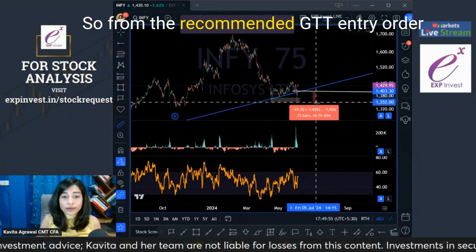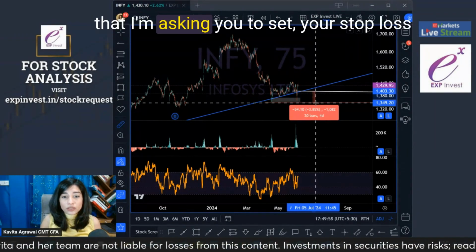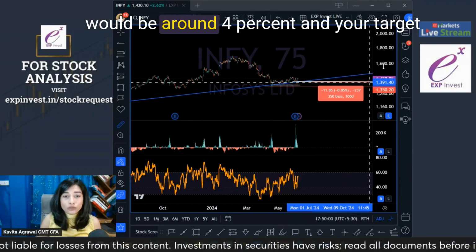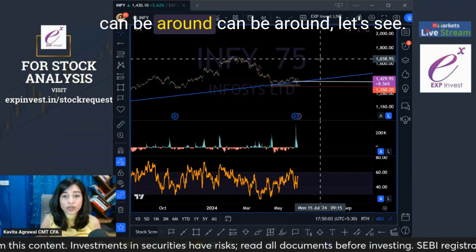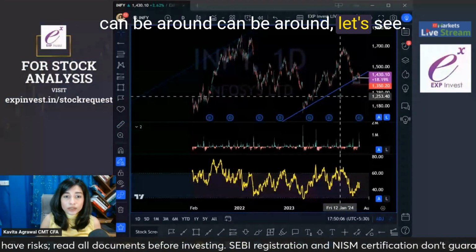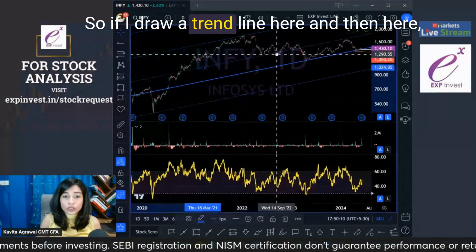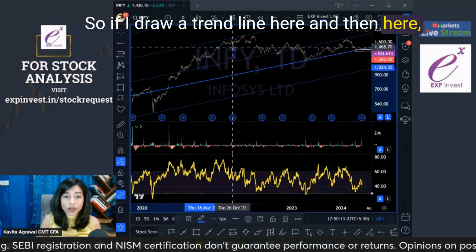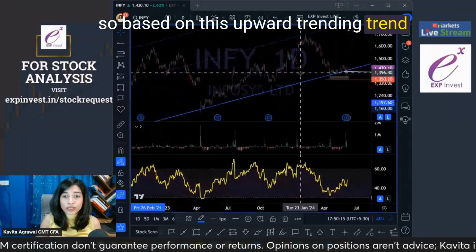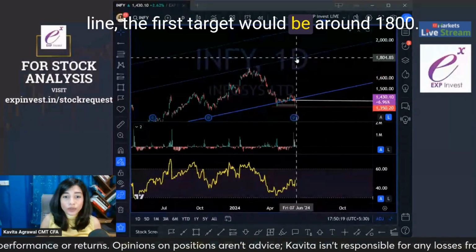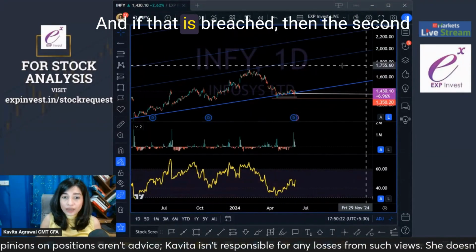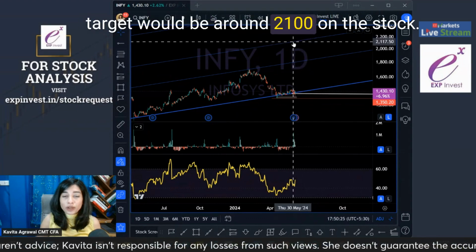So from the recommended GTT entry order that I'm asking you to set, your stop loss would be around 4% and your target can be around, let's see. So if I draw a trend line here and then here, based on this upward trending trend line, the first target would be around 1800, and if that is breached, then the second target would be around 2100 on the stock.